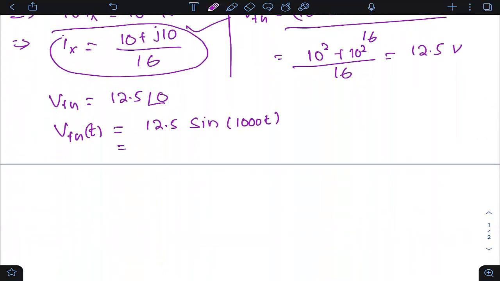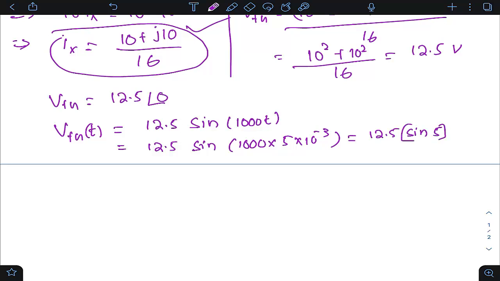So if I substitute t equals to 5 millisecond, it is 12.5 sine of 1000 into 5 into 10 raised to power minus 3. If you check it out, this is coming as 12.5 sine of how much? 5. Now you take the calculator in the radian mode, because radian per second is the unit of frequency and this is second. So you are left with radian. Don't put the calculator in degree mode in a hurry.